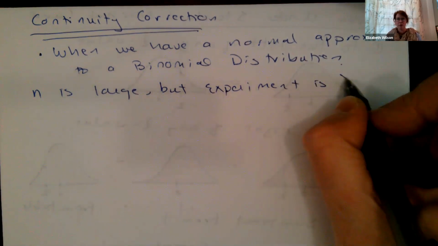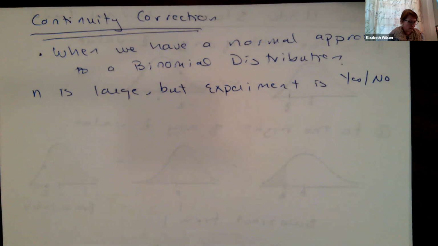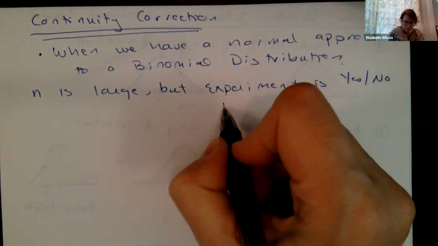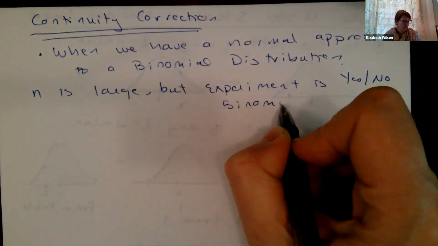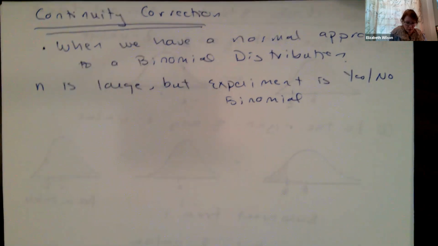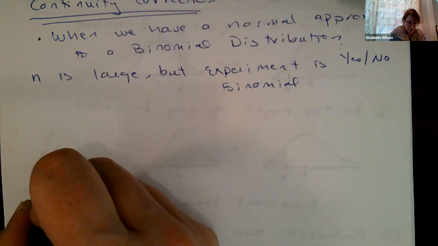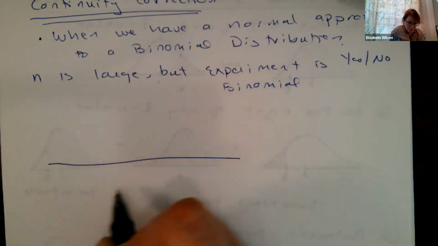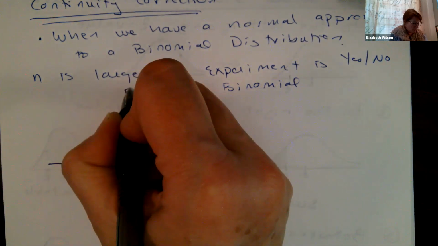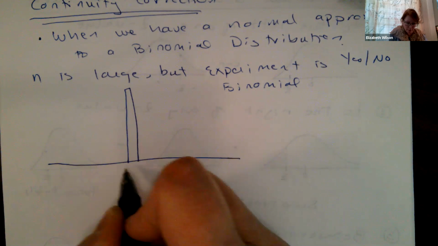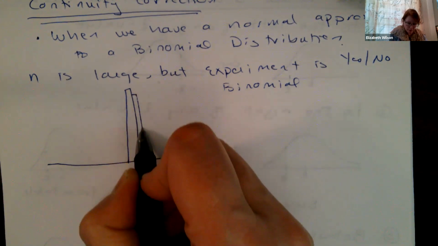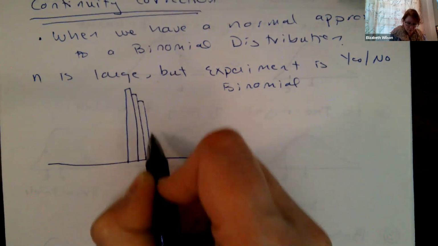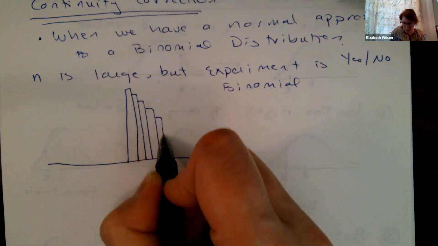Right? I have one of two options: success or failure, yes or no. Okay. And how that looks is like this. So I've got like this. Sorry, that should be a straight line. Here, this is basically where we're looking at our mean value. These all should be equal.